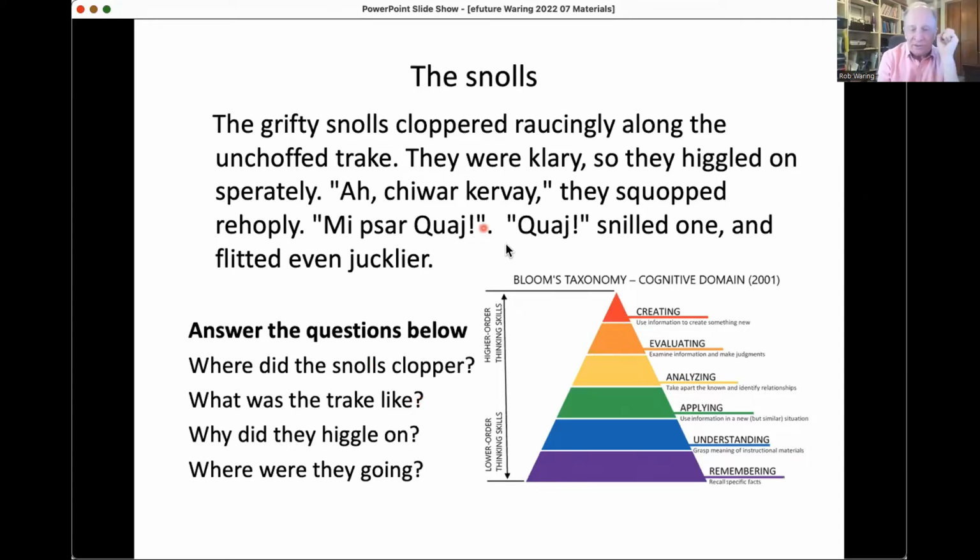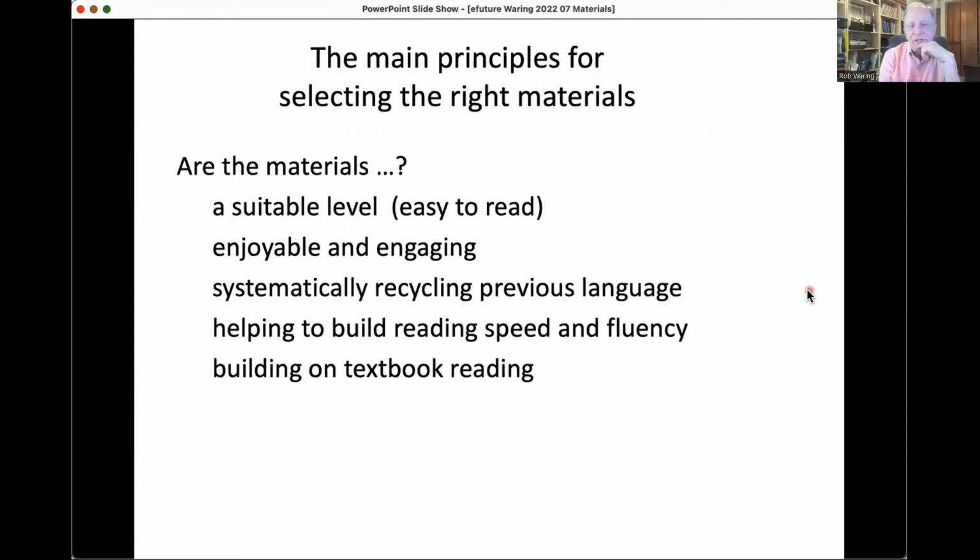So we have to be very, very careful about using native level materials. So when choosing materials, we need to have some principles in mind. The materials, are they at a suitable reading level? Are they enjoyable and engaging? Do they systematically recycle previous language? Are they helping to build reading speed and fluency and building on previous knowledge?